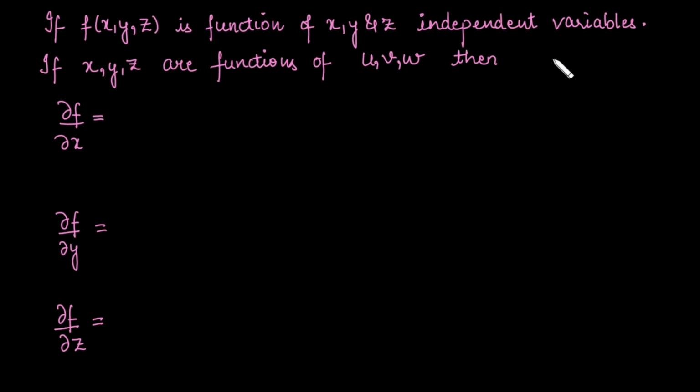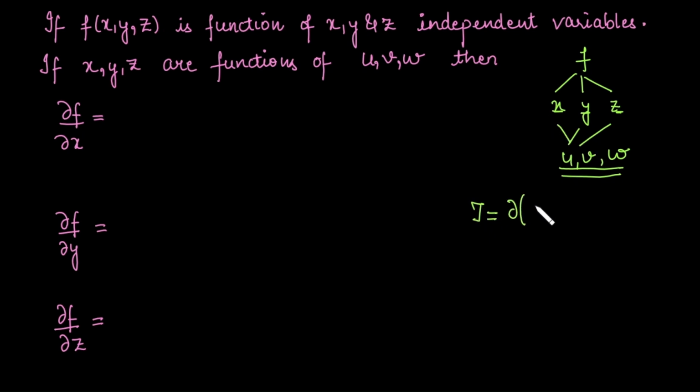In case we have a function that is depending upon three variables x, y, z, and they are further depending upon u, v, w, how do we calculate the partial derivative of the function with respect to x, y, z in terms of u, v, w? What we can do, very first step, we will calculate the Jacobian. Jacobian is equal to partial of x, y, z divided by partial of u, v, w. That is equal to a determinant.